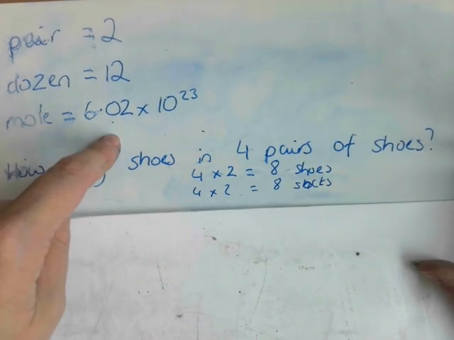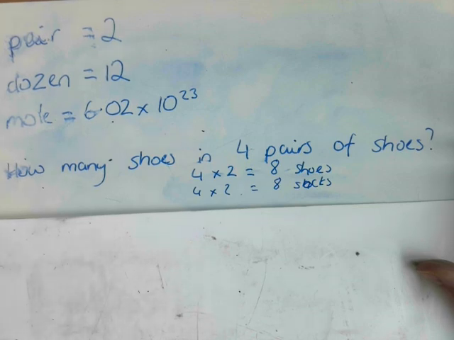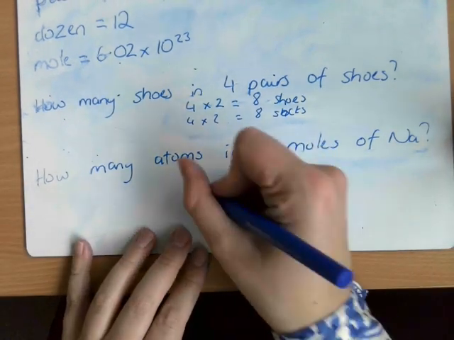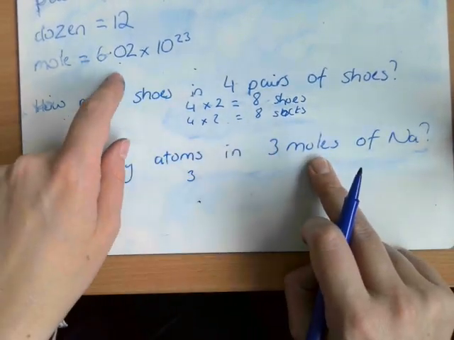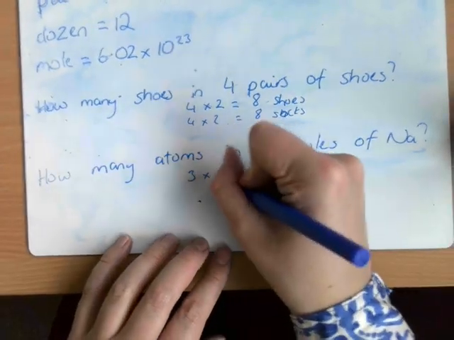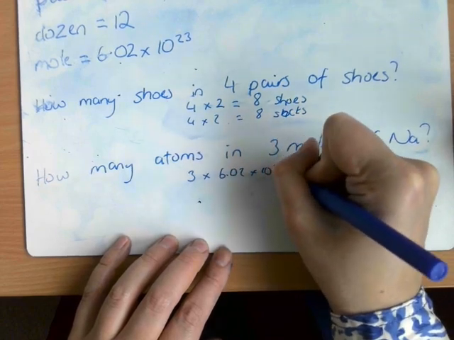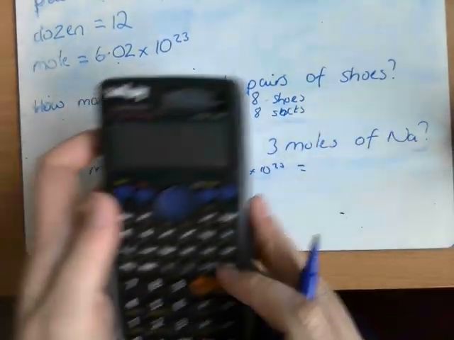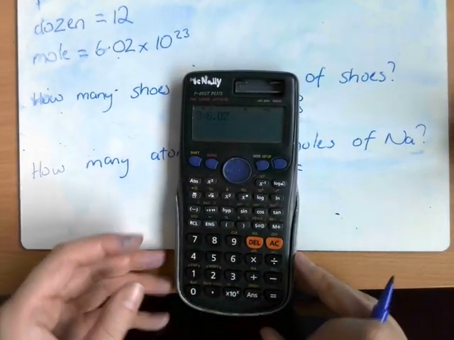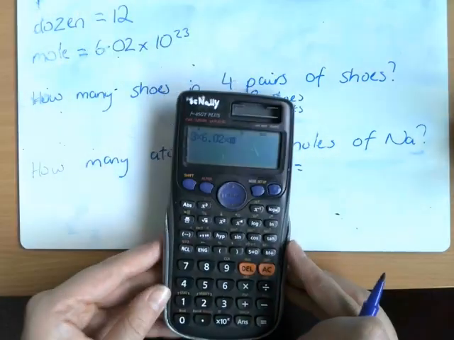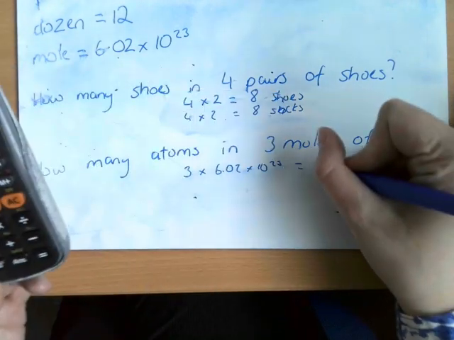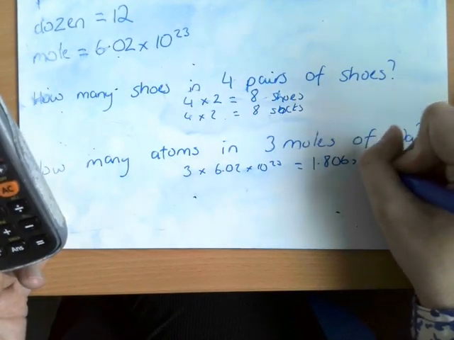With this number here for moles, we're not going to be talking about shoes and socks, we're going to be talking about atoms. So the question might be, how many atoms in 3 moles of sodium? Well, I know the word mole represents 6.02 by 10 to the 23. If I've got 3 moles, I've got 3 multiplied by that number. And then you just need to pick up your calculator and work it out. So it's going to be 3 multiplied by 6.02, and then I press this button here on my calculator to get by 10 to the 23, and then equals. And I get 1.806 by 10 to the 24.